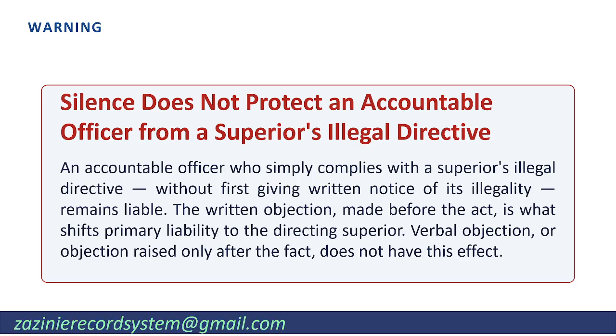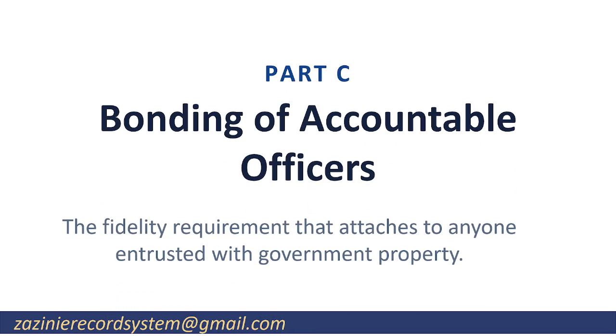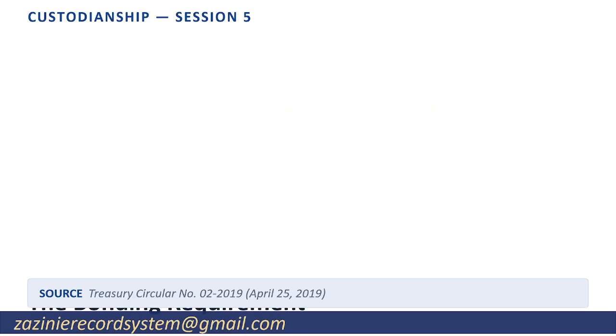Next slide. Part C. Bonding of accountable officers. The fidelity requirement that attaches to anyone entrusted with government property. This part covers bonding, the fidelity requirement that attaches to anyone entrusted with government property, and exactly when that bond actually takes legal effect. Next slide.